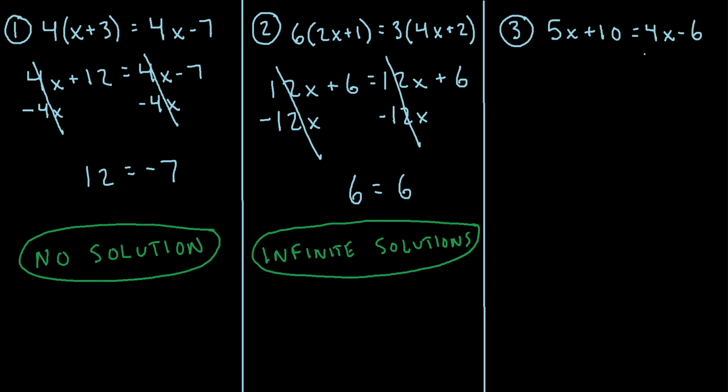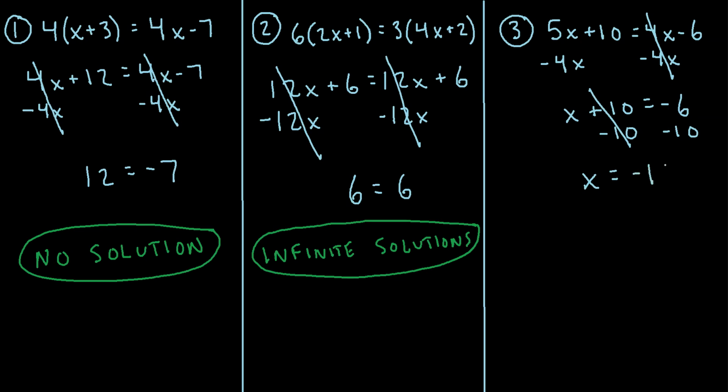We have 5x plus 10 is equal to 4x minus 6. So once again, we want to solve for x. We want to get x all by itself. So we might start by subtracting a 4x from this side. And if we subtract a 4x from this side, we have to subtract a 4x on this side too. So these x's cancel out. We're left with 5x minus 4x. That's just 1x. So we have x plus 10 is equal to negative 6. Now to get x all by itself, we can subtract a 10 from each side. So these 10's cancel out. We're left with x is equal to negative 6 minus 10, which is negative 16.